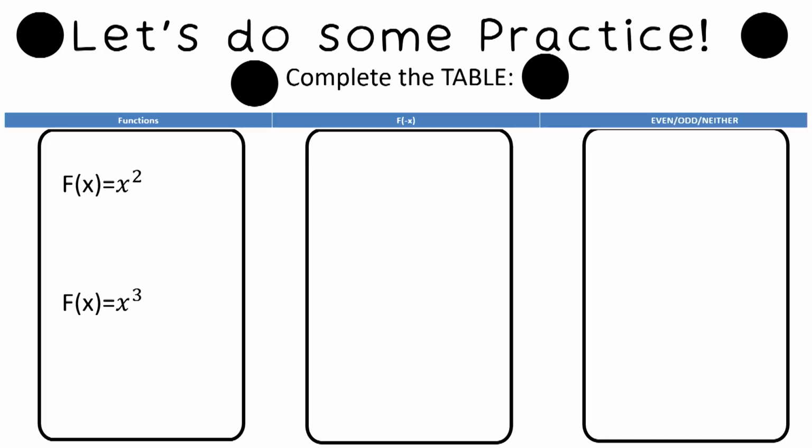So here we go. I have f of x equals x squared. So I'm going to change that into f of negative x squared equals f of x. What I'm doing is I have a negative times a negative, and I get a positive. So I'm going to have an even function. Let's look at the next one.